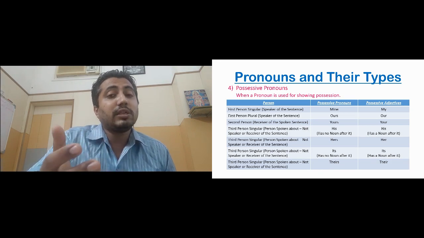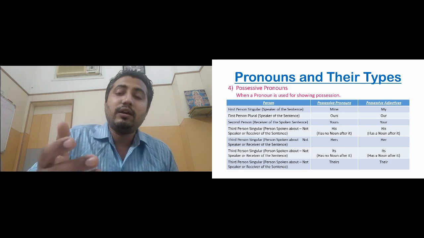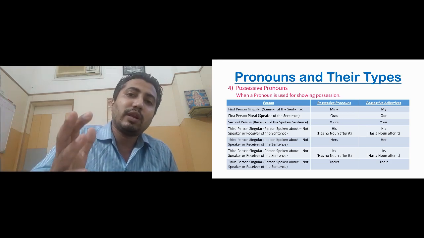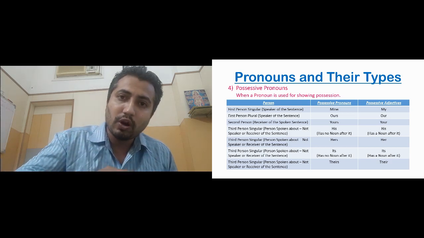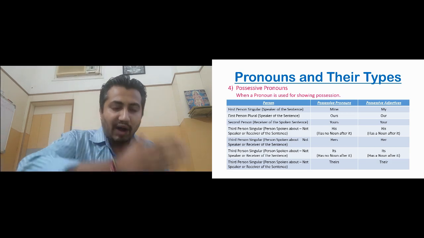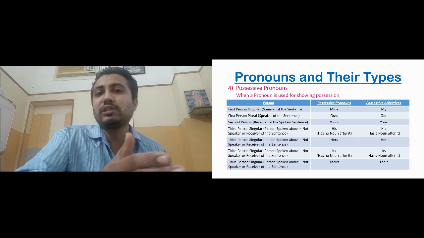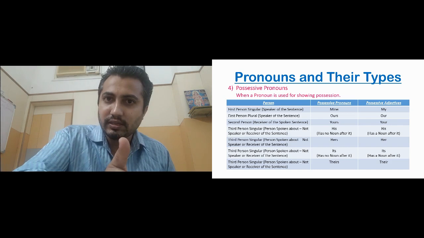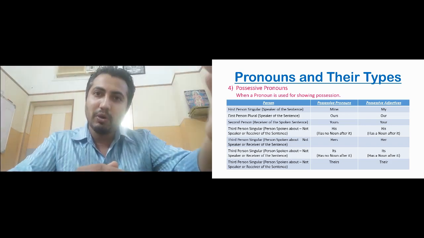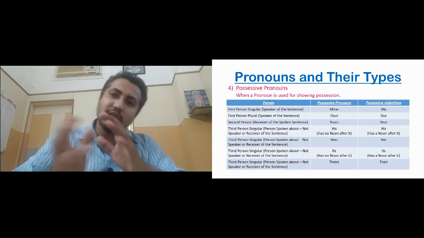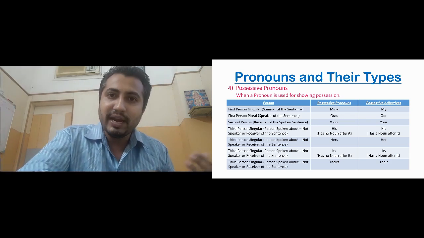The possessive pronoun for third person singular masculine gender is his, and the possessive adjective for third person singular masculine gender is also his. Now how will we identify which his is a possessive pronoun and which one is a possessive adjective? If right after his there is a noun, then it is a possessive adjective, and if after his there is no noun, then it is a possessive pronoun. The same method in which we understood demonstrative adjective and pronoun, and interrogative adjective and pronoun. Same process, same method.